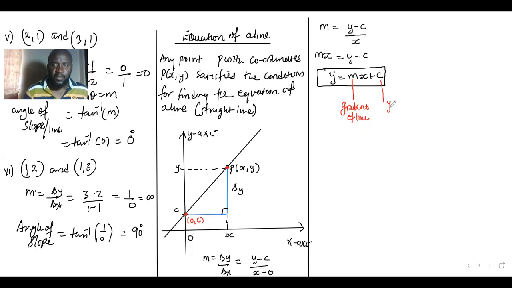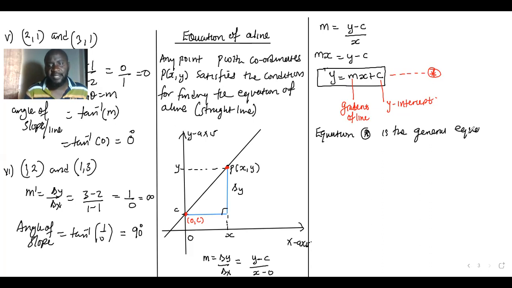This is what we call the y-intercept. Okay? So this we can call equation 1 or equation star. So therefore, equation star is the general equation of a line, a straight line.